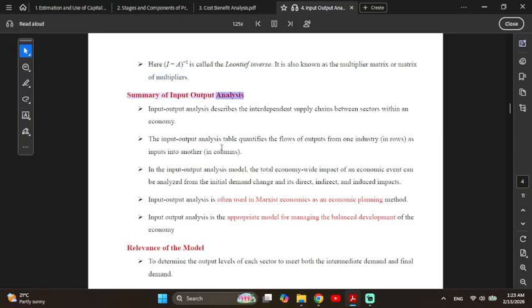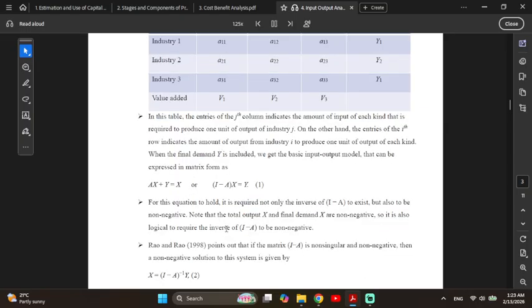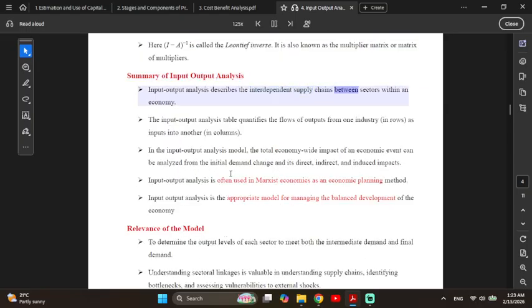Summary of input-output analysis. Input-output analysis describes the interdependent supply chains between sectors within an economy. The input-output table quantifies the flows of outputs from one industry, in rows, as inputs into another, in columns. In the input-output model, the total economy-wide impact of an economic event can be analyzed from the initial demand change and its direct, indirect, and induced impacts.